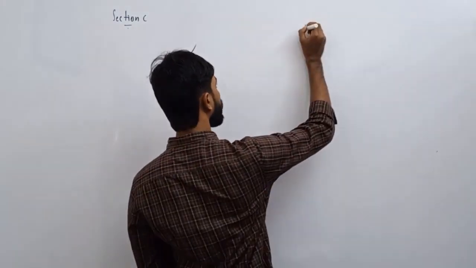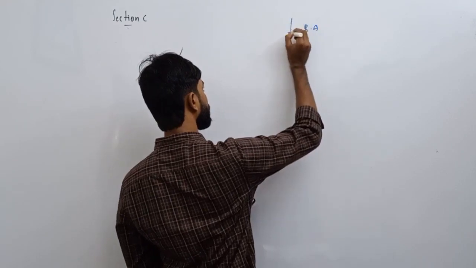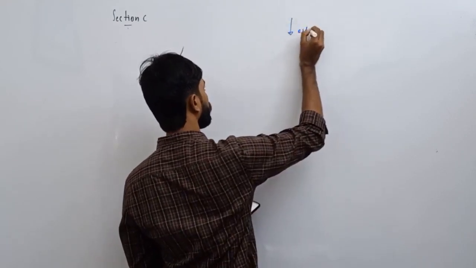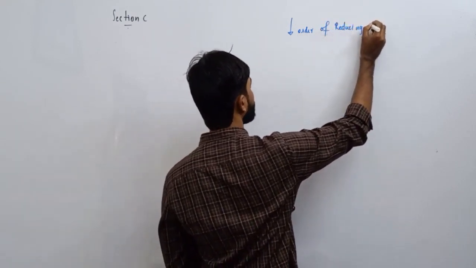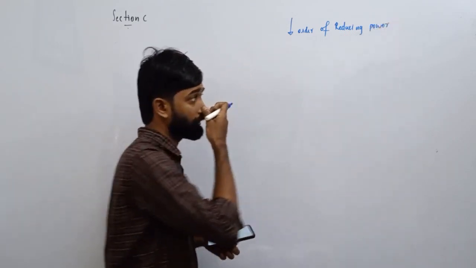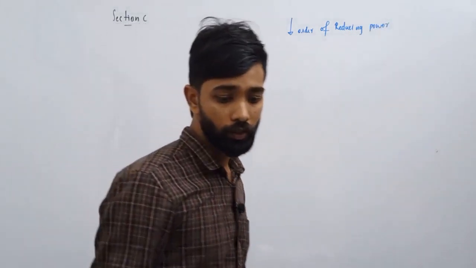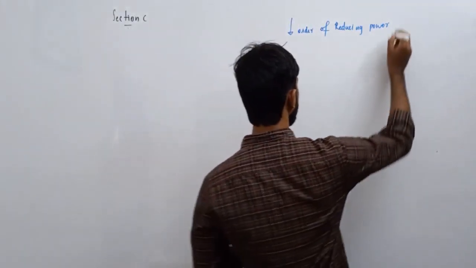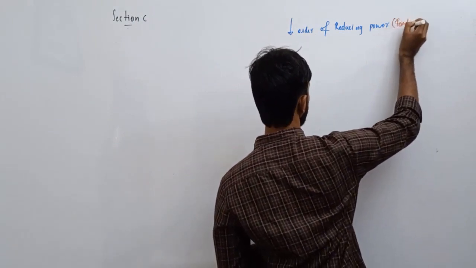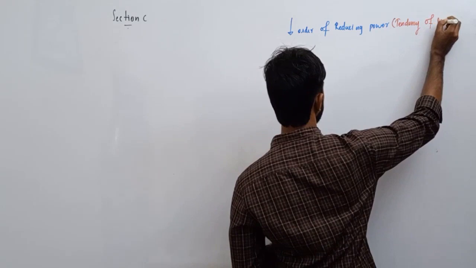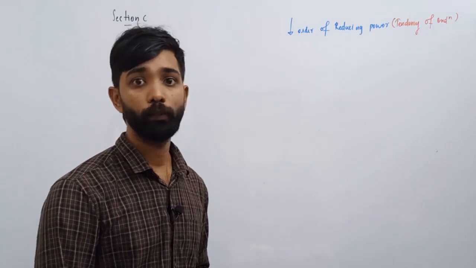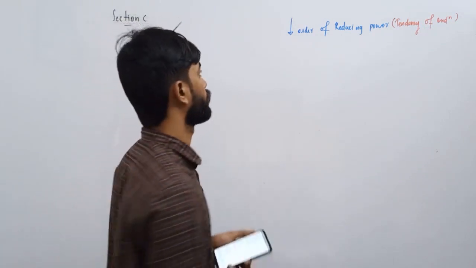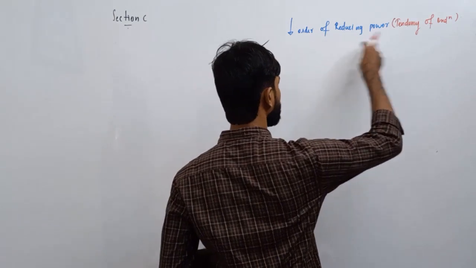So we want to arrange in decreasing order of reducing power. Reducing ability means we want to write the decreasing order of reducing power. What do you mean by reducing power? Tendency of losing electrons, tendency of oxidation. So we want to write the decreasing order of tendency of oxidation, which means which one may lose electrons easily first, then the decreasing order.